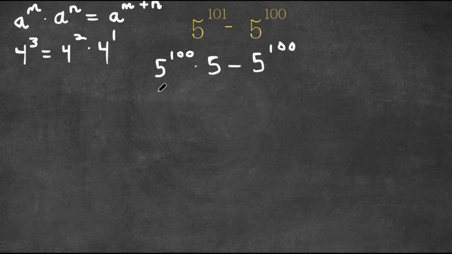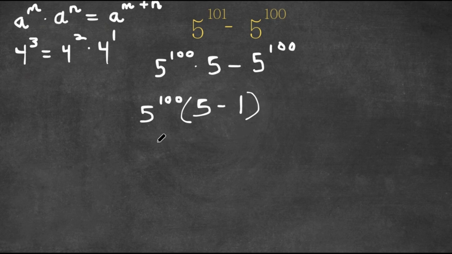And now that both of these terms have 5 to the power of 100 in them, I'm going to factor out 5 to the power of 100. So now we have 5 to the power of 100 times, now 5 to the power of 100 times 5 divided by 5 to the power of 100 is simply just 5, minus 5 to the power of 100 divided by 5 to the power of 100 is 1. So we have 5 to the power of 100 times 5 minus 1.